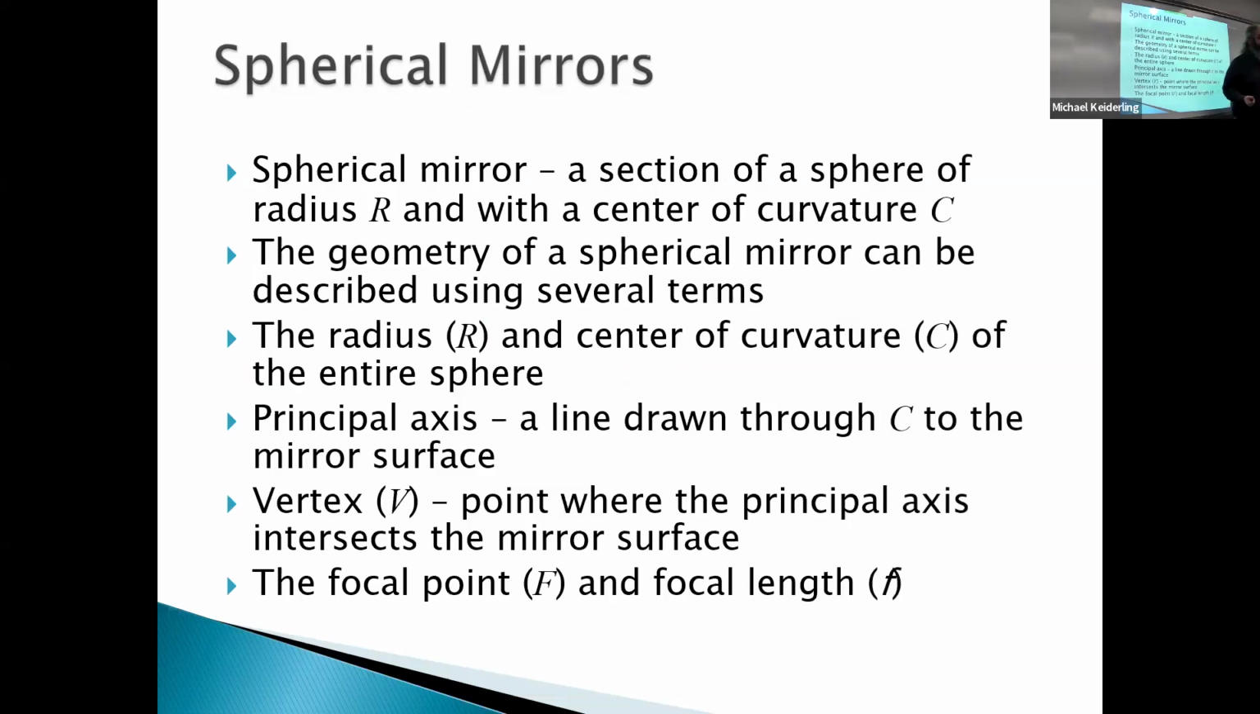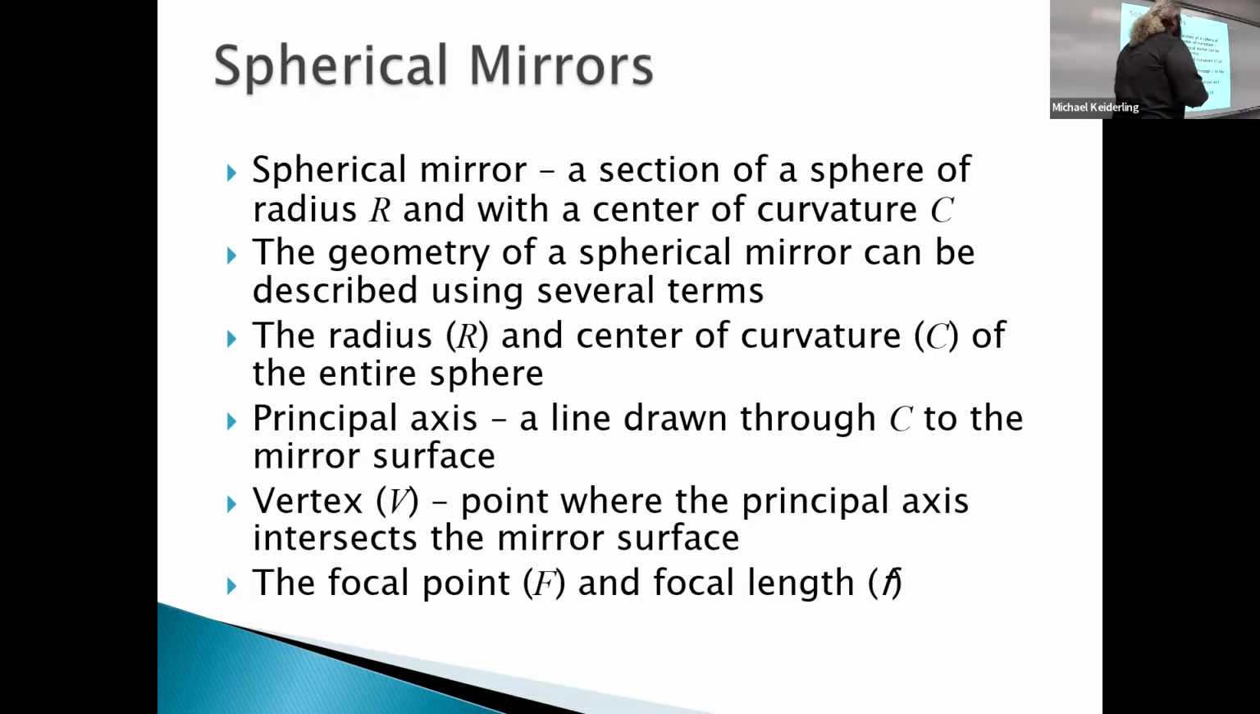So we were discussing spherical mirrors. Spherical mirrors are a section of a sphere with a radius r and a center of curvature c, like so. I believe these are actually parabolic. They get the exact illusionary effect they're going for, but the geometry of a spherical mirror can be described using several terms.